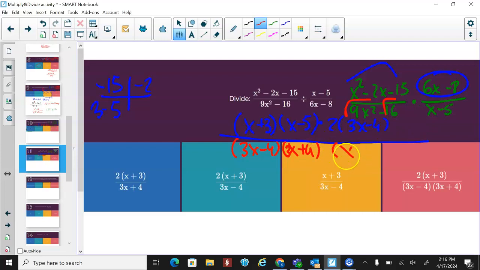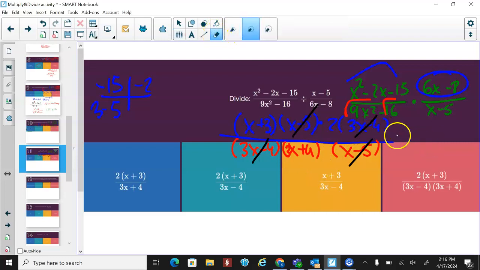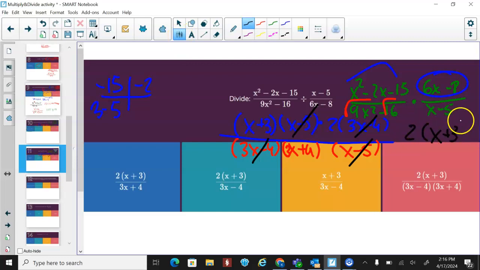And times x minus 5. And now we're going to cancel things proportionally, top and bottom the same. x minus 5, 3x minus 4, 3x minus 4. So what is left on the top? Let's not forget about the 2. 2 is left on the top, and x plus 3. What's left on the bottom? It's 3x plus 4. Okay, so our answer is right here.